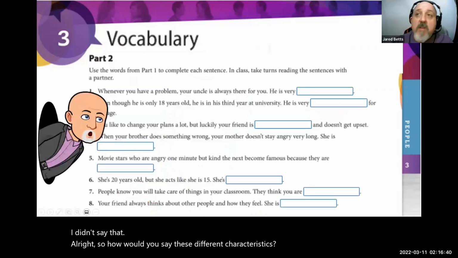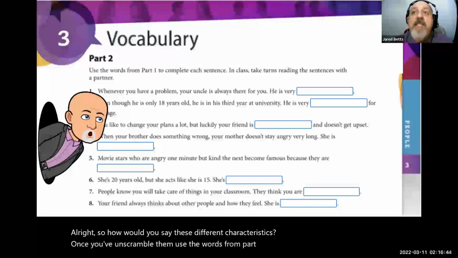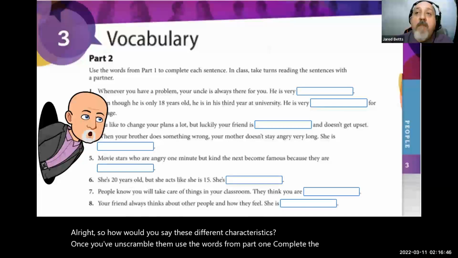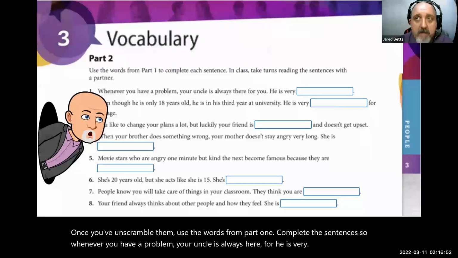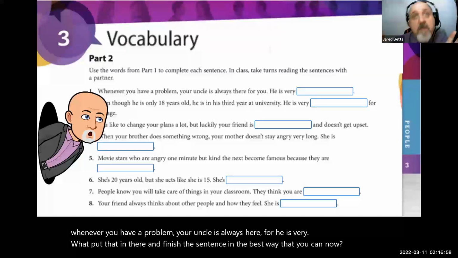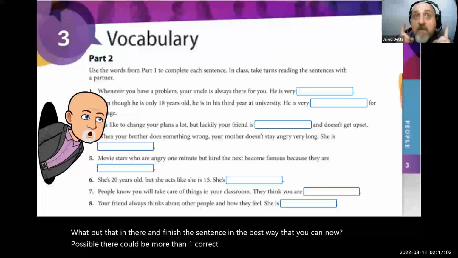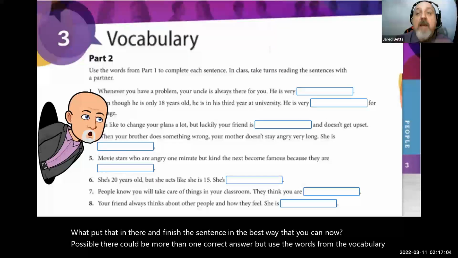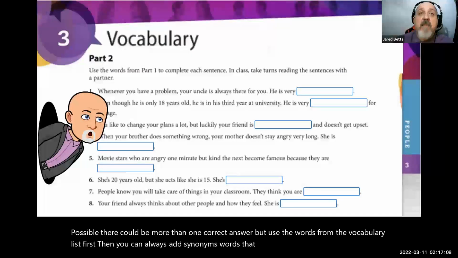Now, once you've unscrambled them, use the words from part 1. Complete the sentences. So whenever you have a problem, your uncle is always here for you. He is very what? Put that in there and finish the sentence in the best way that you can. Now, it's possible there could be more than one correct answer, but use the words from the vocabulary list first. Then you can always add synonyms, words that mean almost the same thing, later.